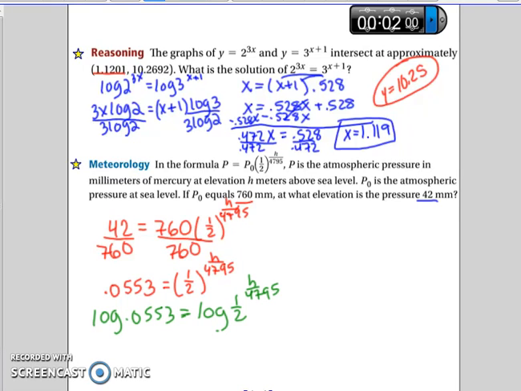Now when we take the log of each side, we're going to bring down the exponents. So the left side is going to stay log of 0.0553. And now the right side, I'm going to rewrite it as h over 4795 in front. And then I have log 1/2. So I'm trying to get the h over 4795 by itself. So I'm going to divide by log of 1/2.